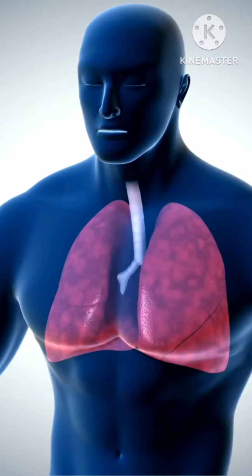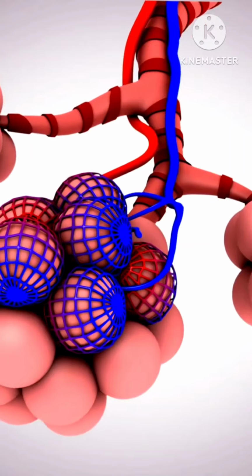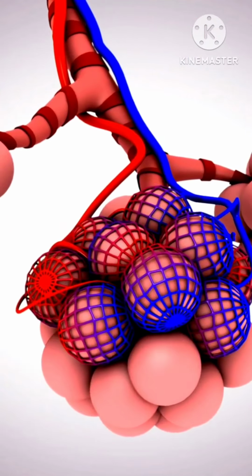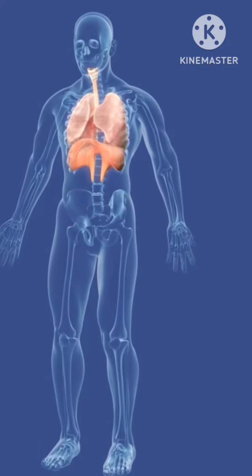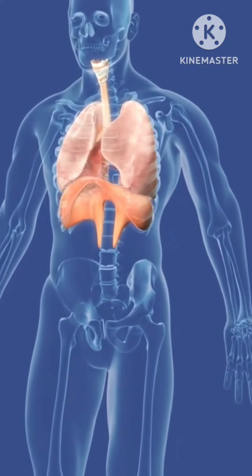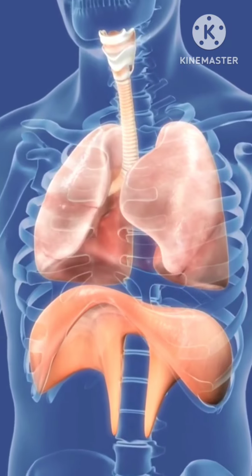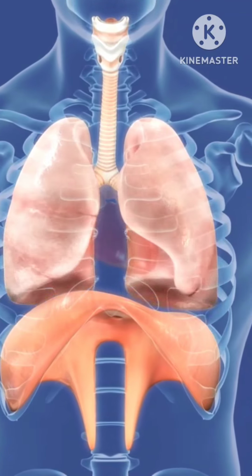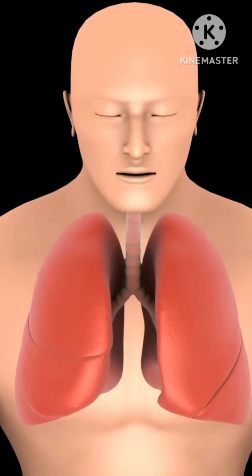Air enters through the nostrils or mouth, where it is filtered, warmed, and moistened. The pharynx serves as a passageway for both air and food. The larynx contains the vocal cords and helps regulate airflow. The trachea is a tube that carries air to the bronchi, which are the two main branches of the trachea that lead to the lungs.